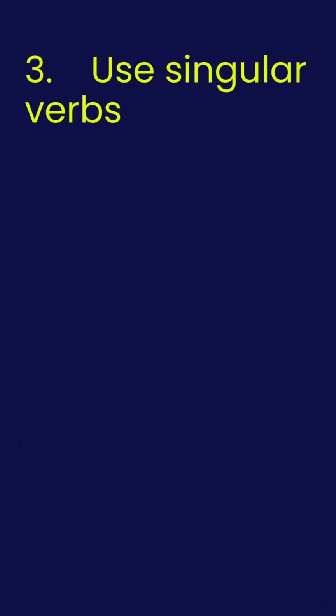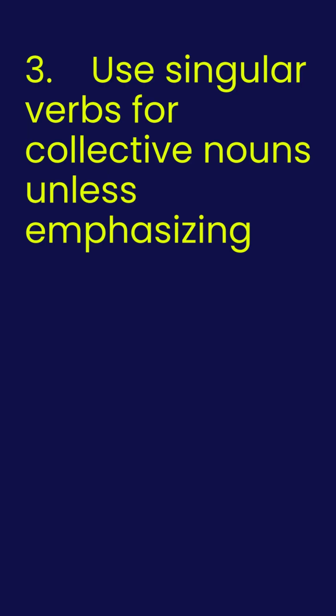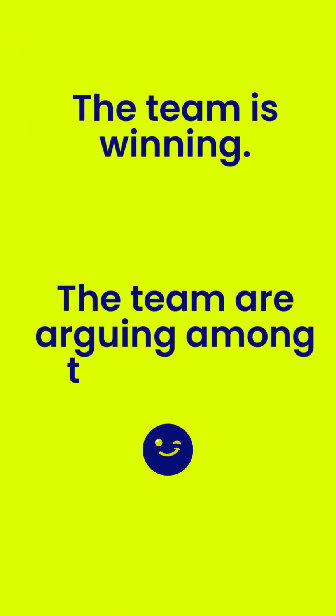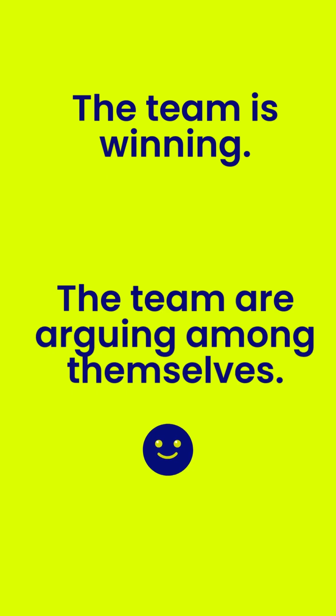Another tip is using singular verbs for collective nouns unless emphasizing individuals. Let's take a look at these examples. The first sentence, the team is winning. What is the subject in the sentence? Team. And team is a collective noun. And because this is a collective noun, this is singular in form, as well as its verb.